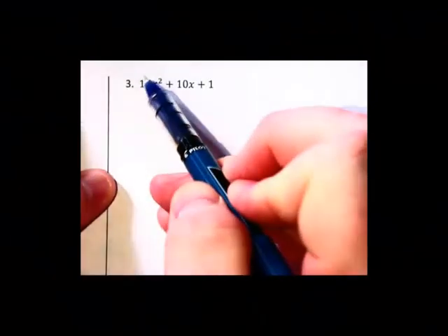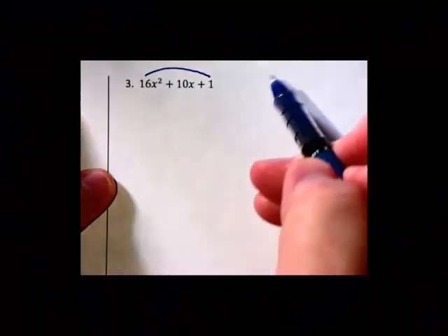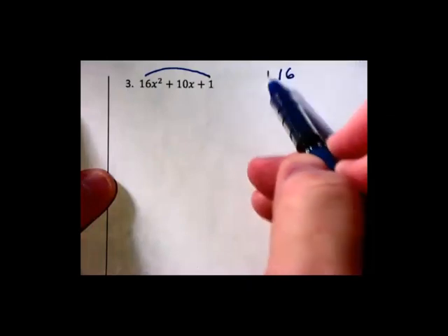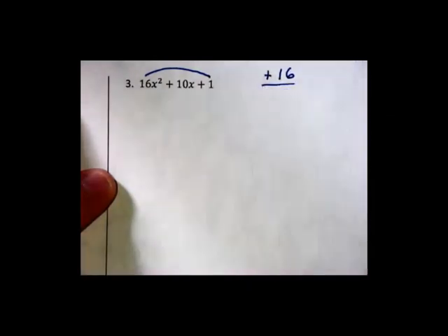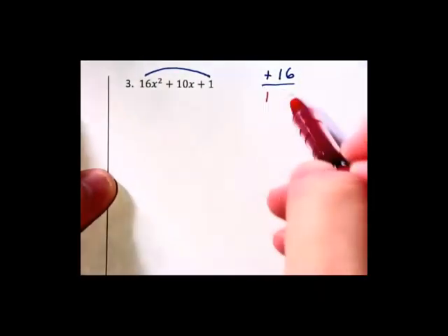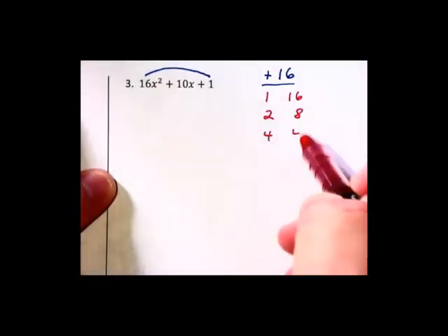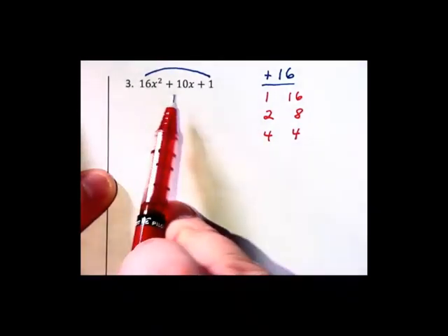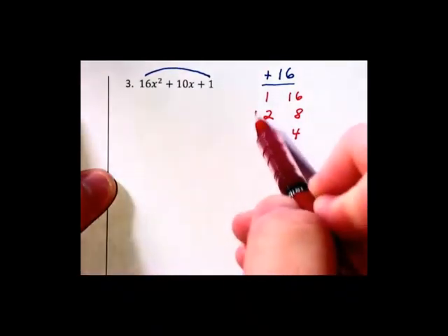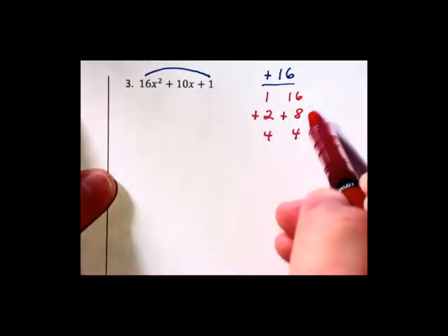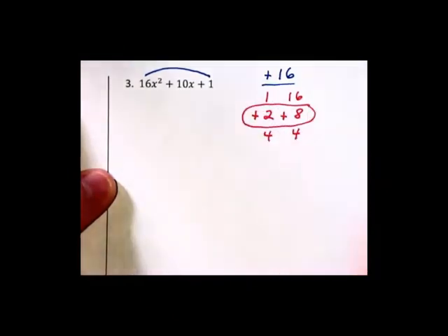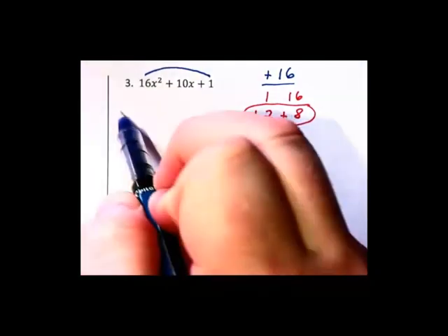A and C: 16 times 1 multiply together to make positive 16. Factor pairs for positive 16 are 1 and 16, 2 and 8, 4 and 4. We're trying to find ones that add up to 10, and that would be a positive 2 and a positive 8 as our winners. Okay, now we're going to rewrite our problem.